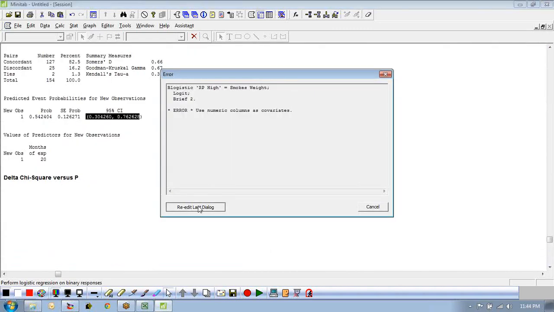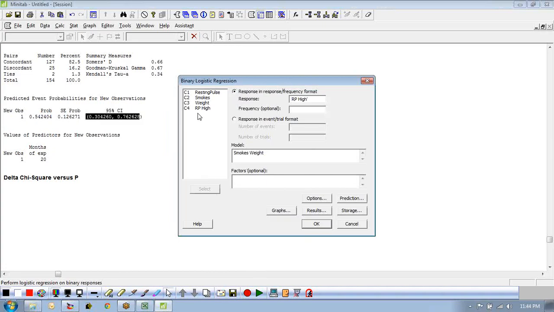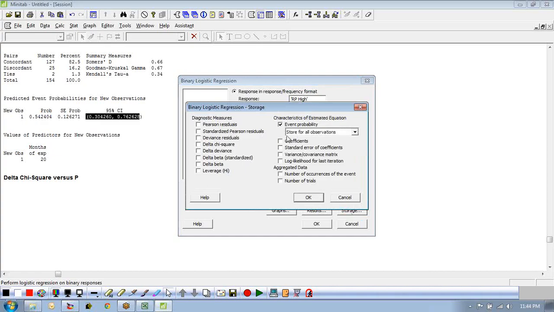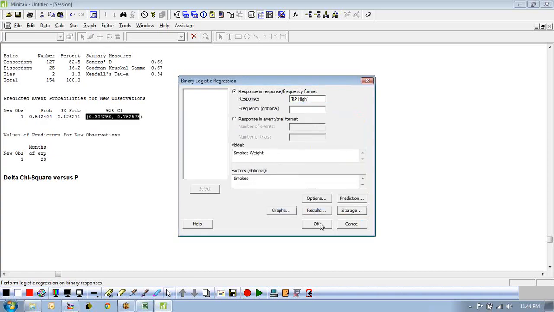Whoops, Minitab didn't like that. All right, so let's do it right this time. Let's put in smokes there, and we should be good to go. Again, I'm going to check my delta chi's, and I'm going to store the event probabilities, just like I did before. Click OK.